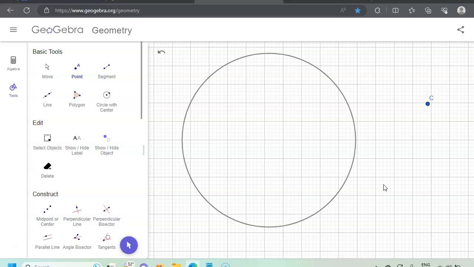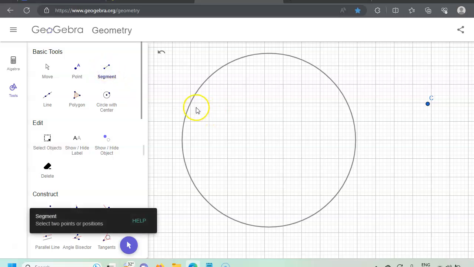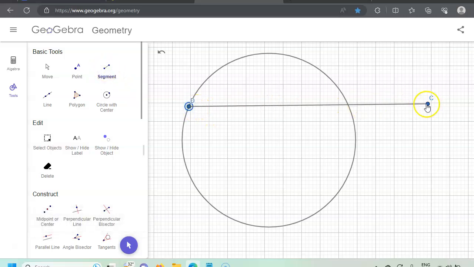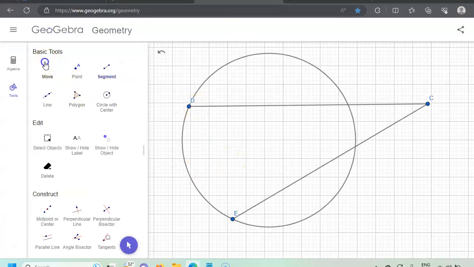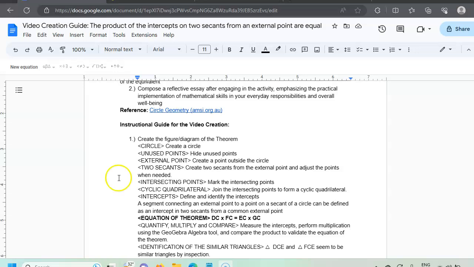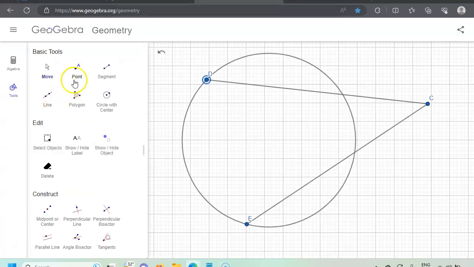So we're gonna create a secant. Alright, so this is the first secant, and then another secant here. Okay, and we can adjust. Alright, so we can adjust when needed. So let's do that. Then we're going to mark the intersecting points. So this is F and this is G.